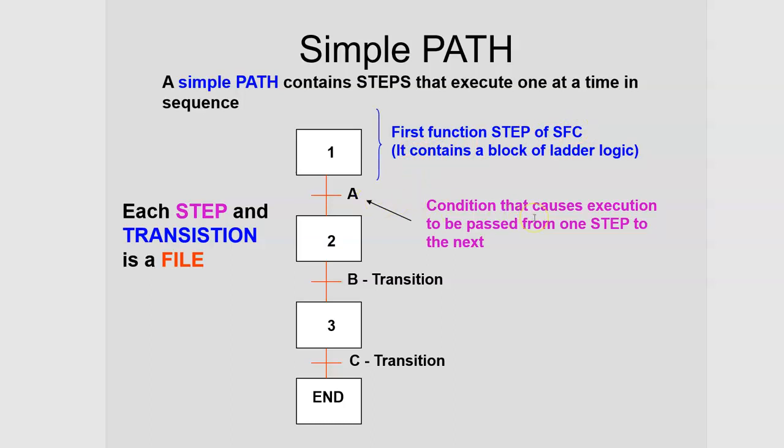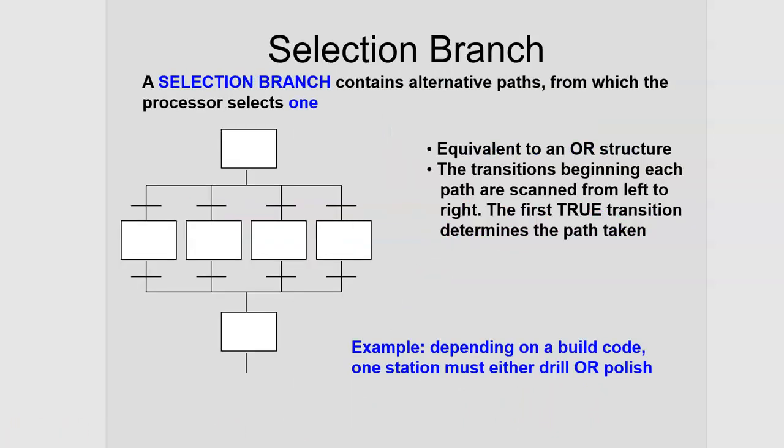The transition, and all the transitions are labeled. So simple path, pretty simple to understand. Well, then we can go to something called a selection branch. A selection branch, you can think of it as being equivalent to an OR, in the sense that with the OR, if any value is true, then the whole thing is true.